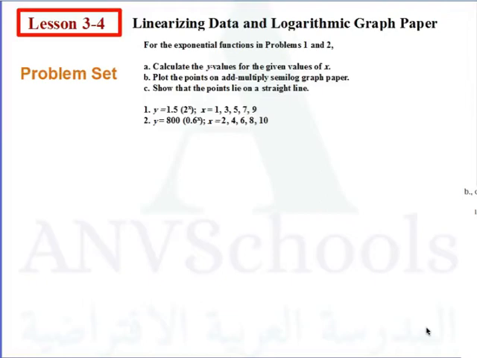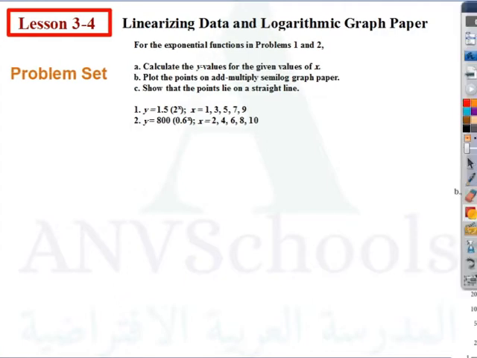Welcome to Linearizing Data and Logarithmic Graph Paper Problem Sets. The first problem is for the exponential functions in problems 1 and 2. A. Calculate the y values for the given values of x. B. Plot the points on the semilog graph paper. And C. Show that the points lie on a straight line. So we have three requirements.